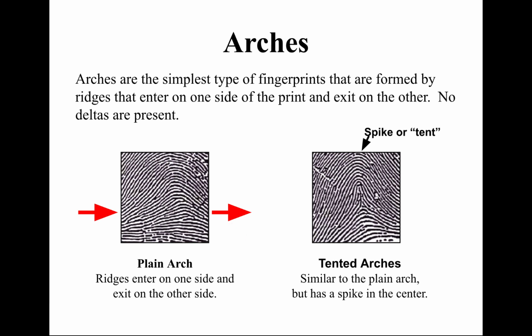So another type of arch are known as tented arches. Basically, you have a steeper hill. So you can see you're going to have like a tent in the middle, comes in on the left side, exits on the right side. So similar to a plain arch, except it has that spike in the center.